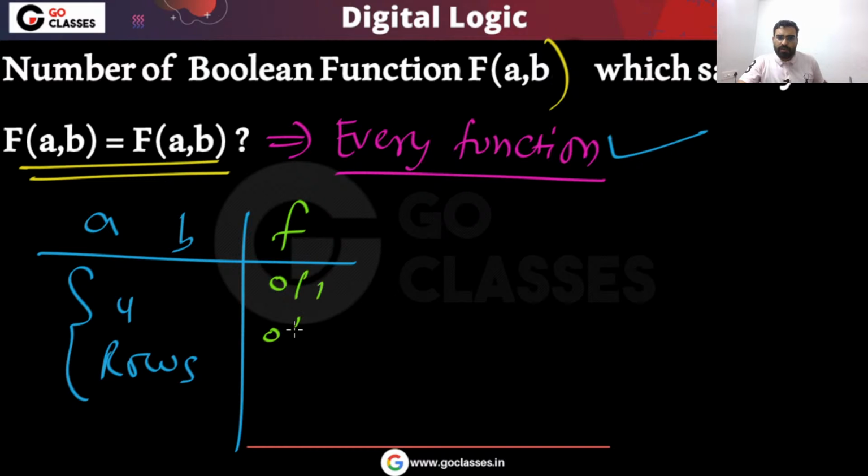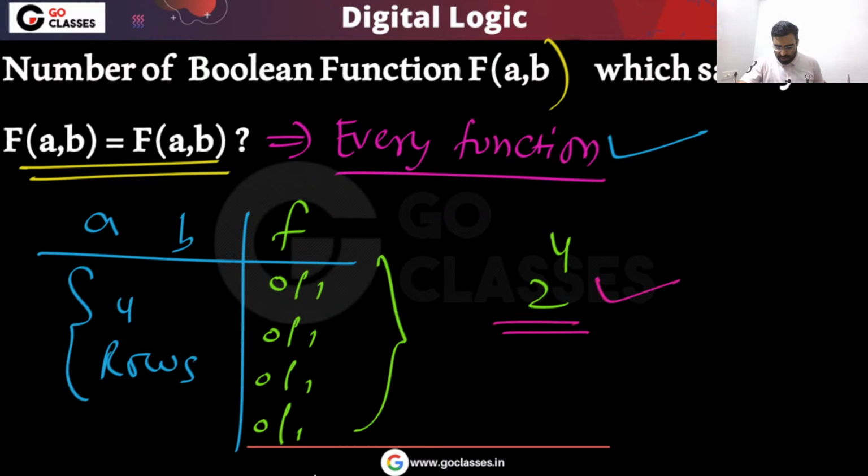For each row, there are two choices. So total number of functions will be 2 power 4, because for each row there are two choices. So the number of functions which satisfy this property will be 2 power 4, that is 16. Is this clear? Because every function will satisfy this property.